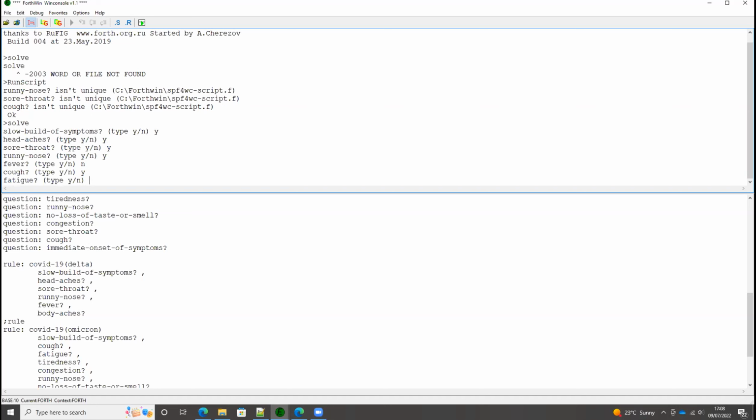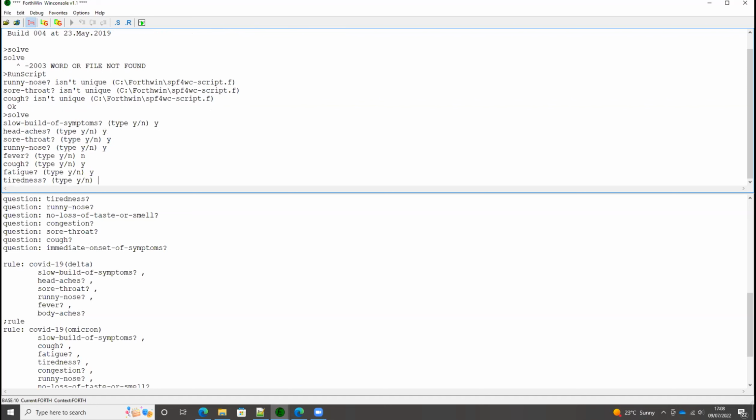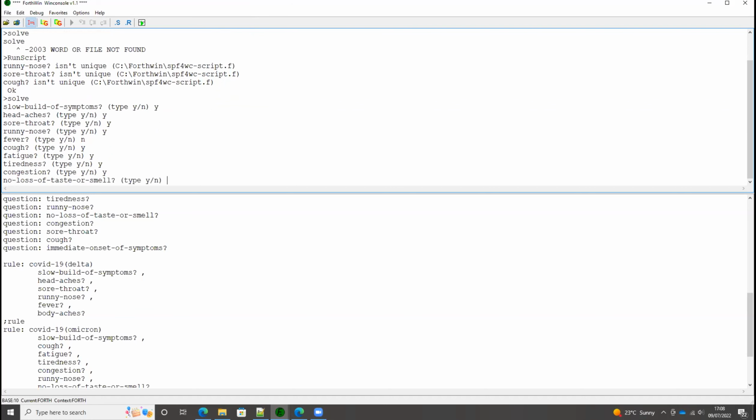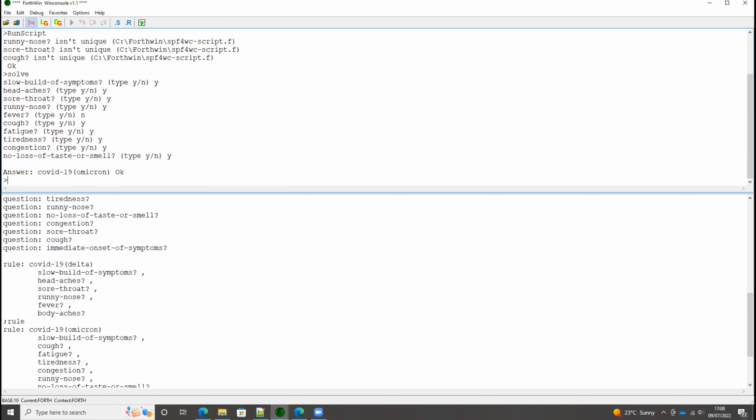Fatigue? Yes. Really, really tired. Tiredness? Yep, exactly. And congestion? Yes. And this was an interesting one: no loss of taste or smell. Because some variants have this, some don't. In my case, it was yes. And there you go. It tells you COVID-19 Omicron.